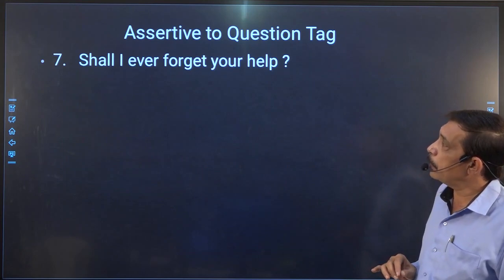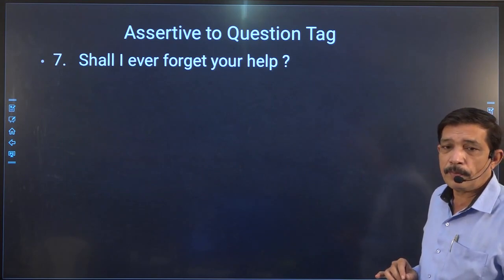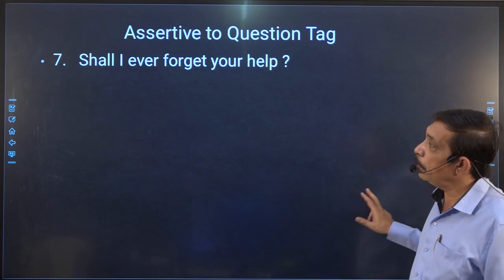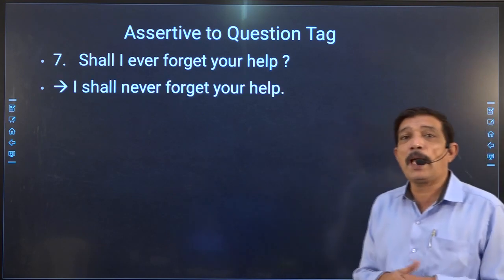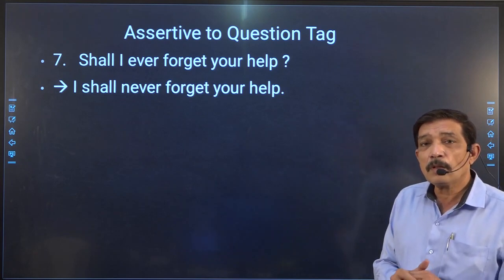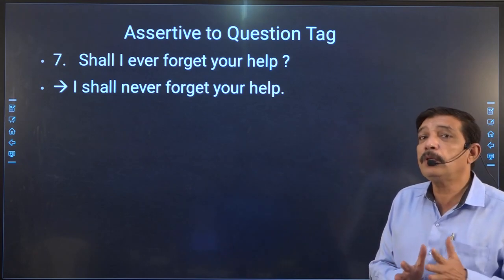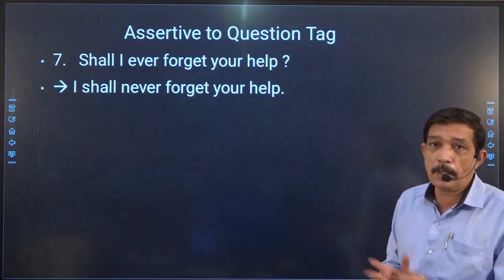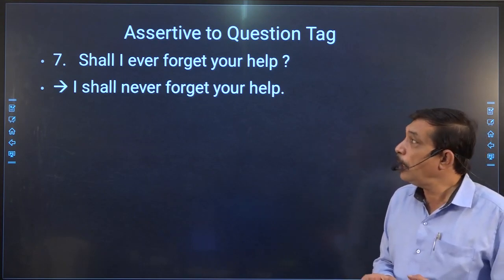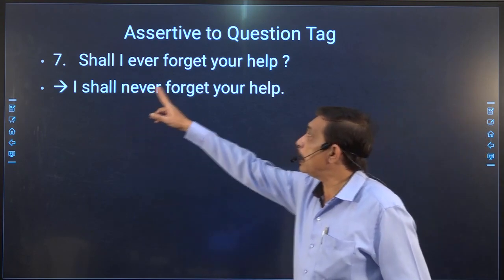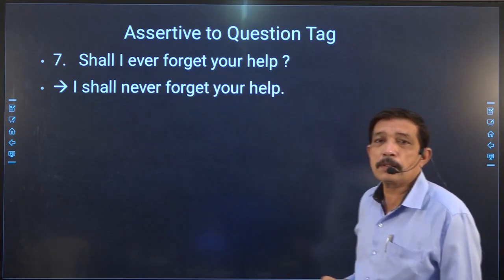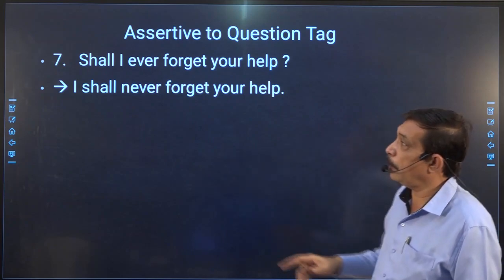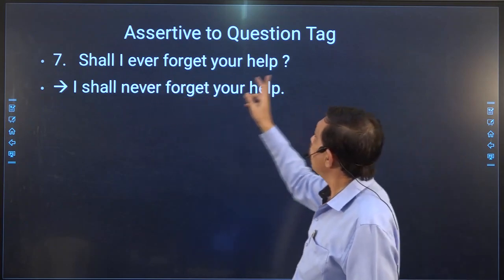Shall I ever forget your help? Now the interrogative that we did, we said "I shall never", because shall is working as the helping verb over here. We know shall is modal, but here it is working as a helping verb, because in "Shall I ever forget", the verb comes quite a bit far away, right? But here: Shall I ever forget your help?